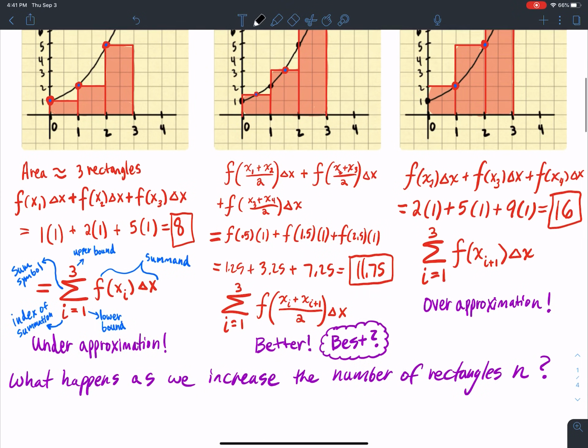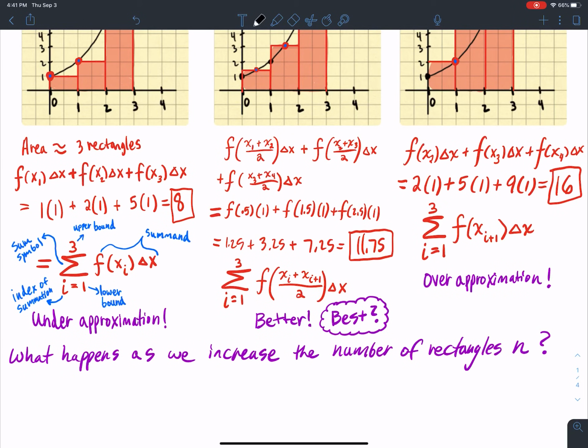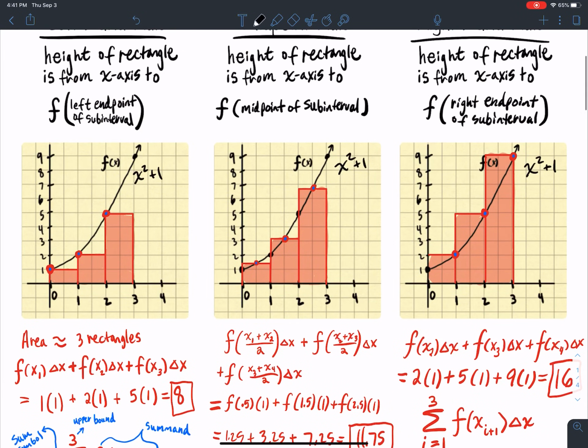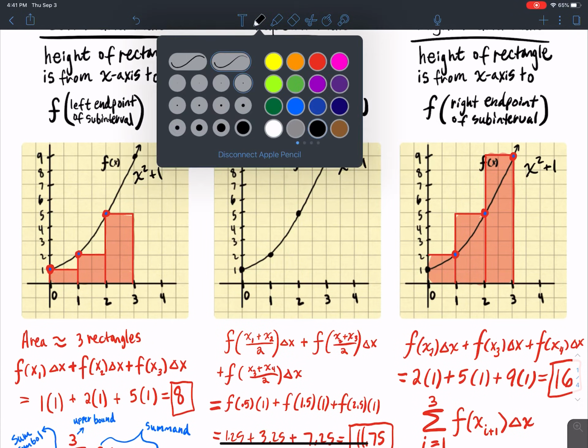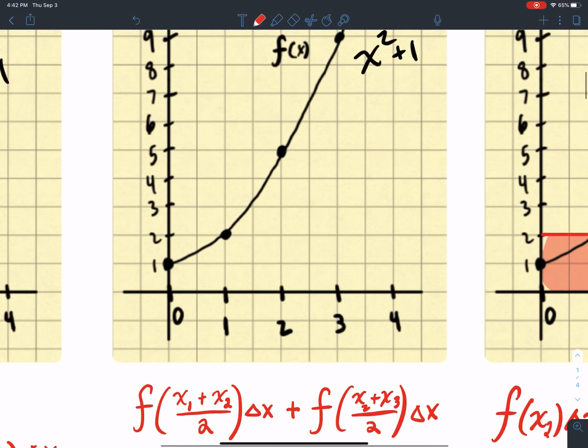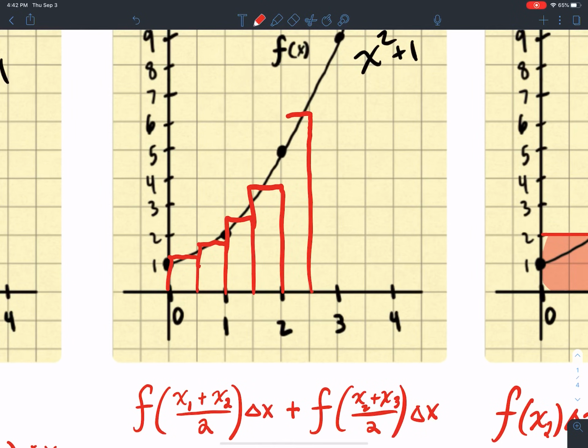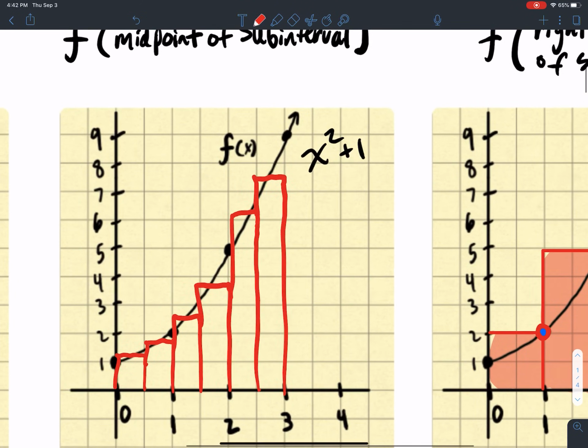So the question becomes, is this the best approximation that we could get? What happens as we increase the number of rectangles? Right now, all I have are 3 rectangles, okay? So is that the best we can do? Is that really the best we could do? What if instead of doing 3 rectangles, I had a midpoint rectangle for each one of these? I'm not going to make it perfect, but you guys kind of get what I'm trying to do there.